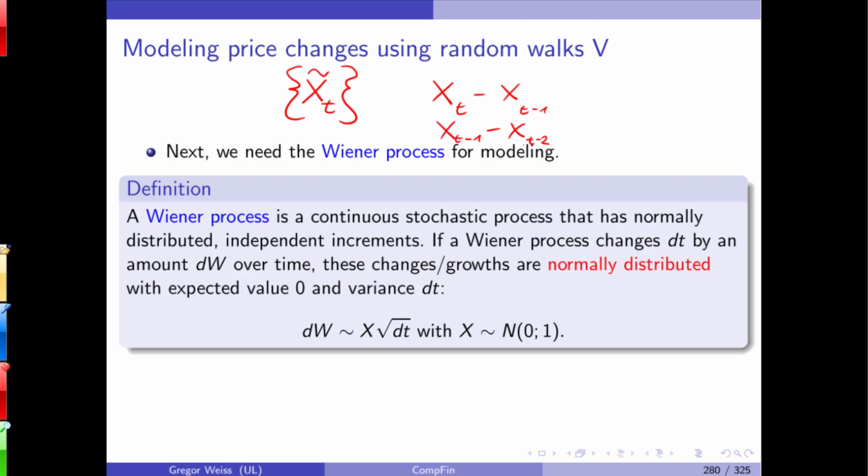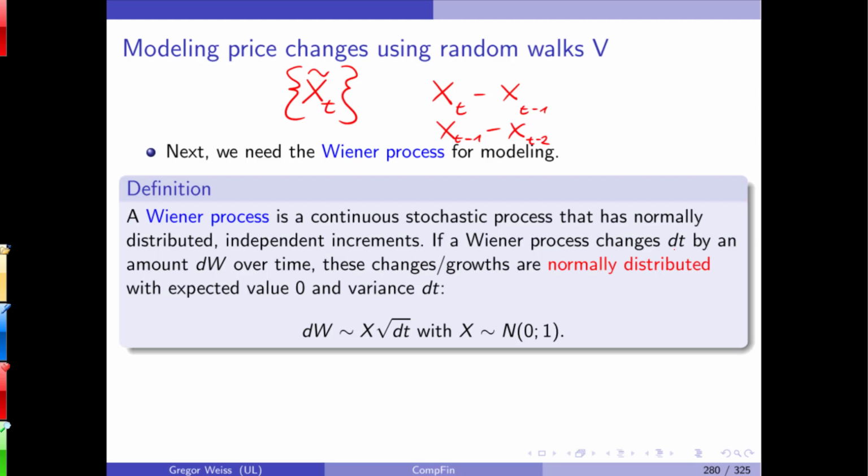So these differences between t and t minus 1, t minus 1 and t minus 2, and so on, all these differences, all these changes are independent. It doesn't make any difference whether you are at t, t plus 5, t plus 20. Those changes are always independent of each other. They don't change each other, and they follow a normal distribution.